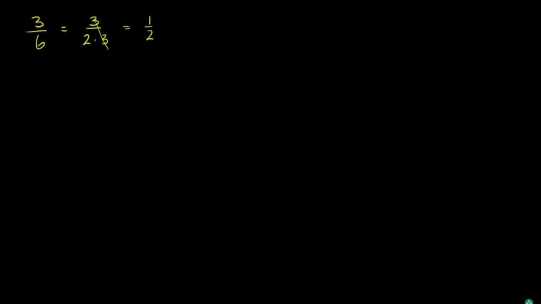Or, just to kind of hit the point home, if we had 8 over 24. Once again, we know that this is the same thing as 8 over 3 times 8, or this is the same thing as 1 over 3 times 8 over 8. The 8's cancel out, and we get this in lowest terms as 1/3.